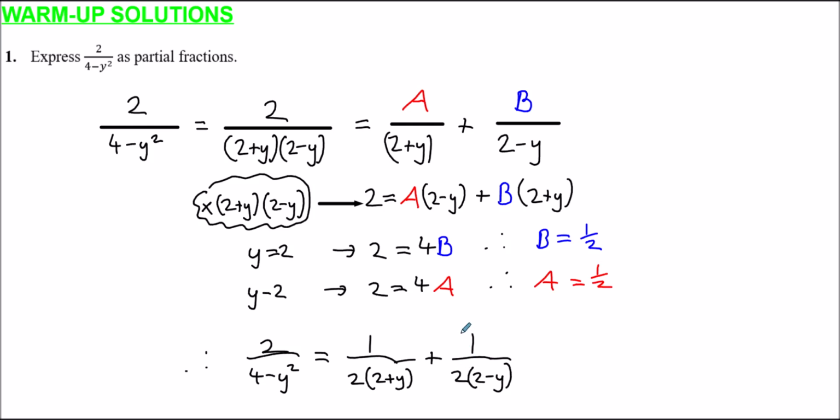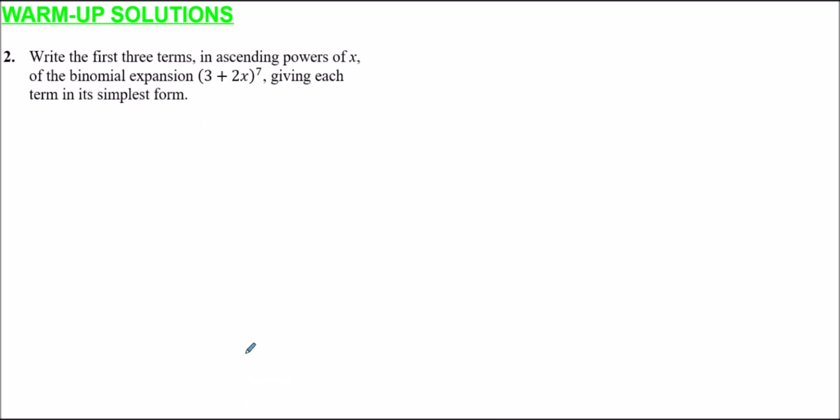So let's have a look at the second warm-up example, warm-up question 2. Here we have to write the first 3 terms in ascending powers of x of the binomial expansion of (3 plus 2x) all to the power 7, giving each term in its simplest form.